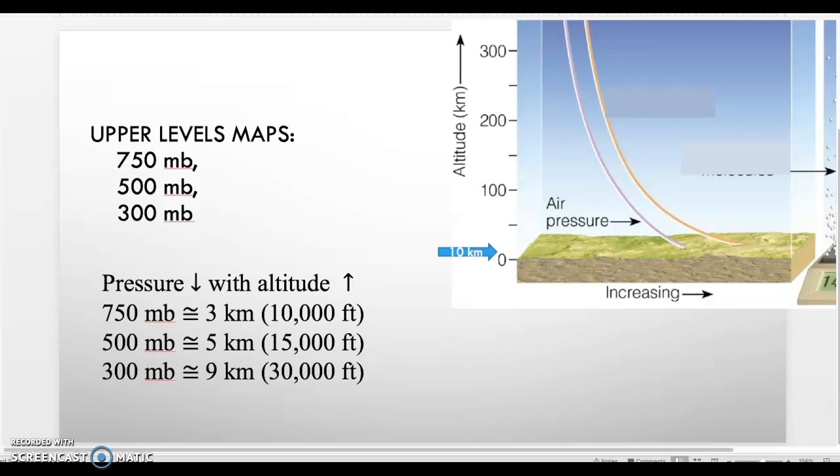For instance, you know that about 90% of the atmosphere is within the first 10 kilometers of altitude. And in fact, that 750 millibar chart will be at about 3 kilometers altitude, very, very low. And the 500 millibar chart, about 5 kilometers, 300 millibar chart, about 9 kilometers high. So we're not talking about a big chunk of the atmosphere here, but a very important part of the troposphere.